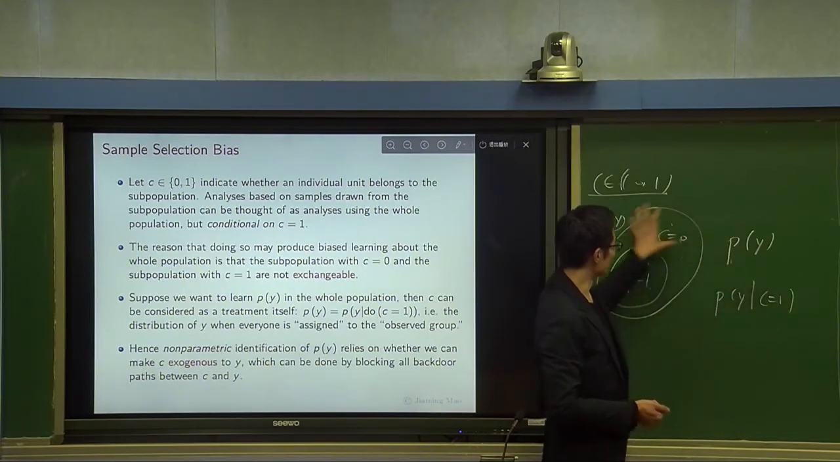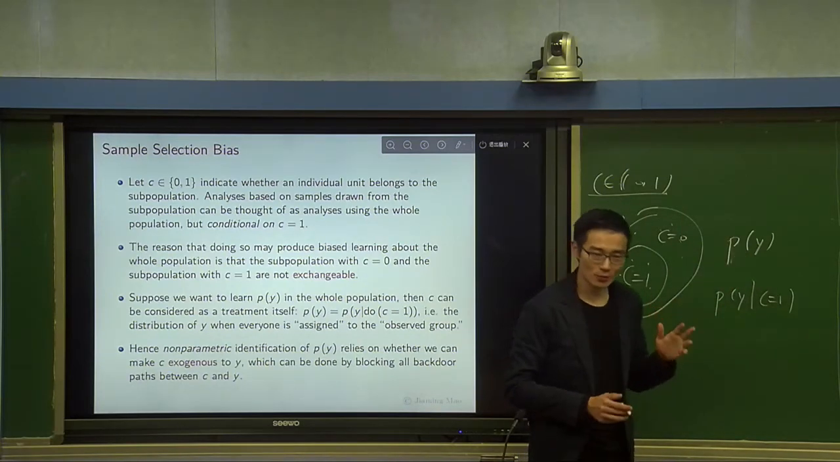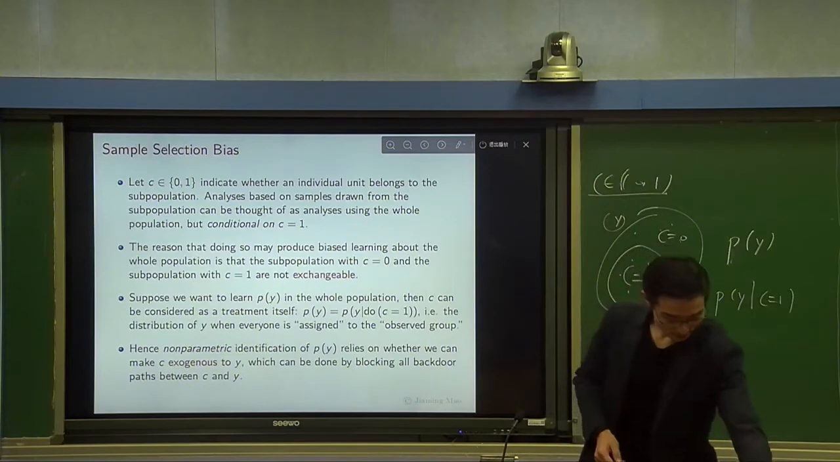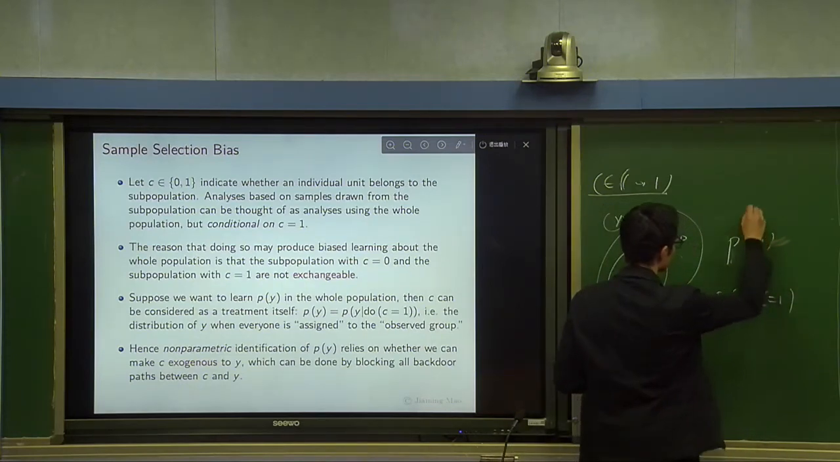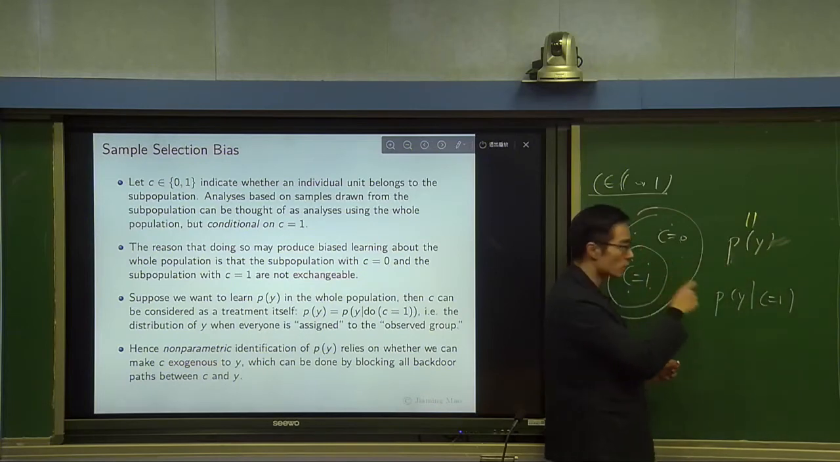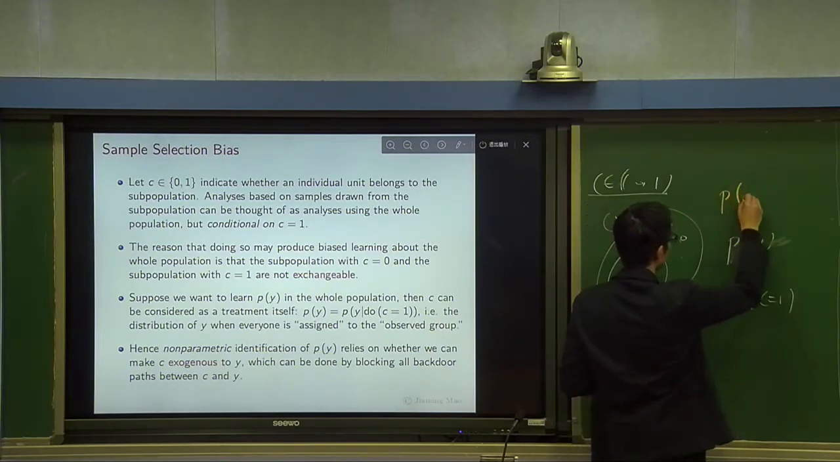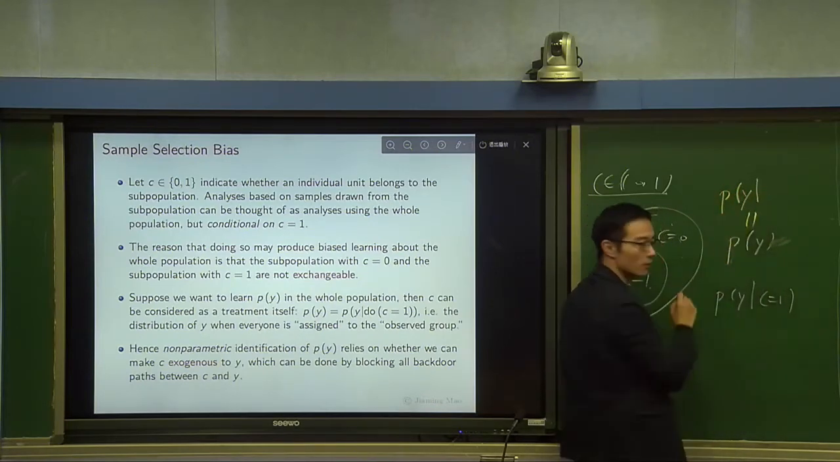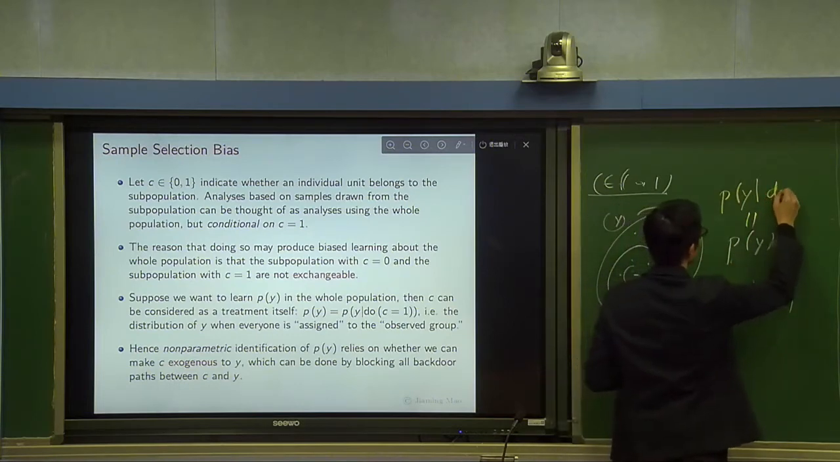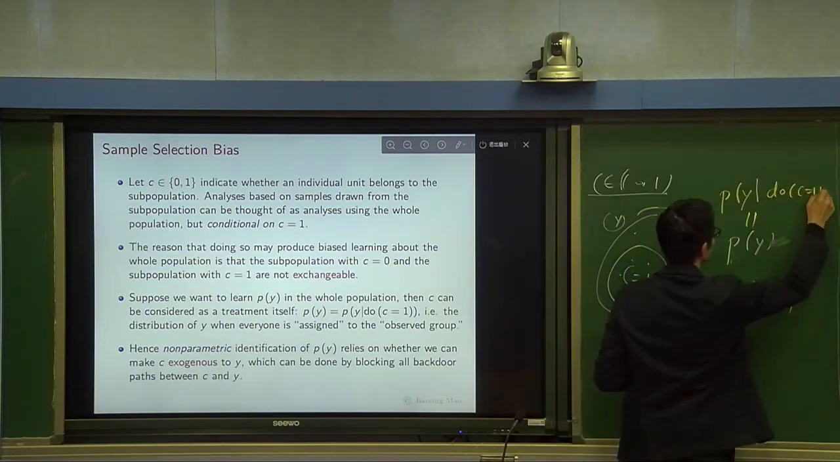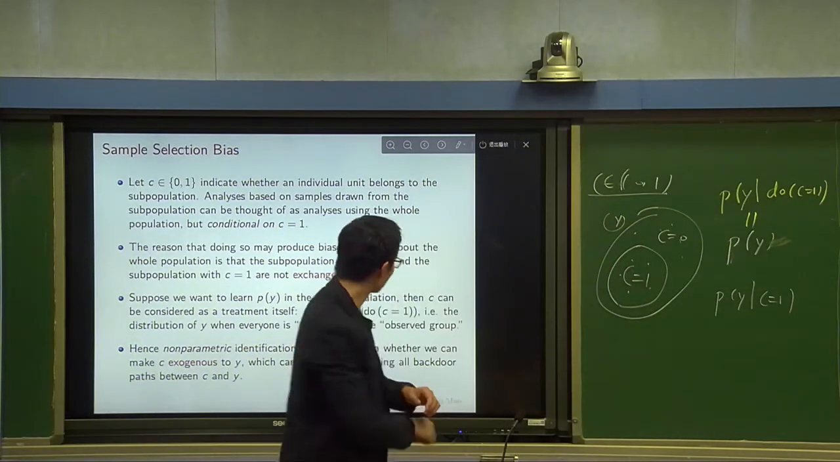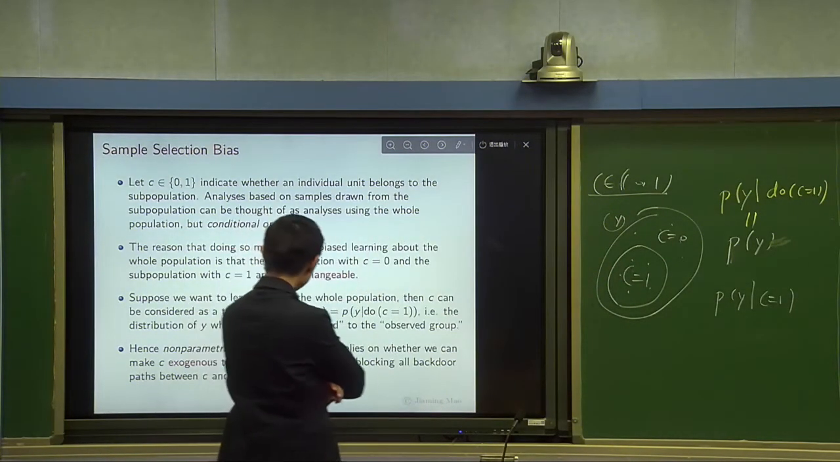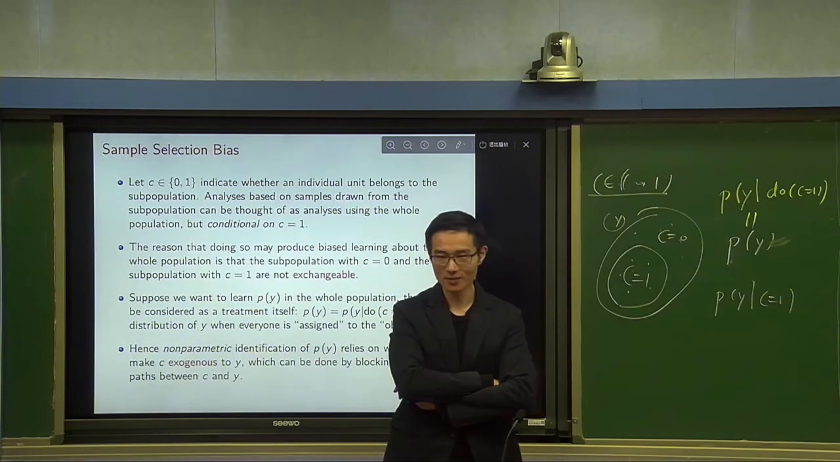But what is the probability of y in the underlying population? Well, there's another way to write it, which is a bit cute. The probability of y is actually equal to the probability of y conditional on do c equal to 1. Can I do this?